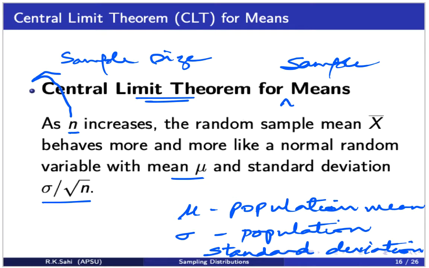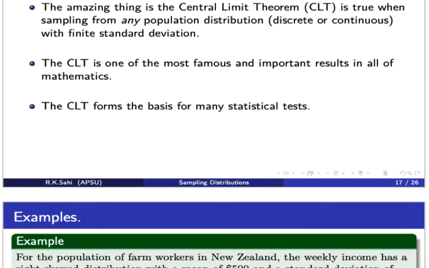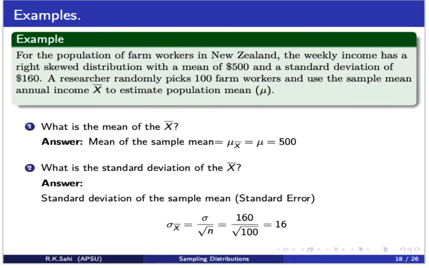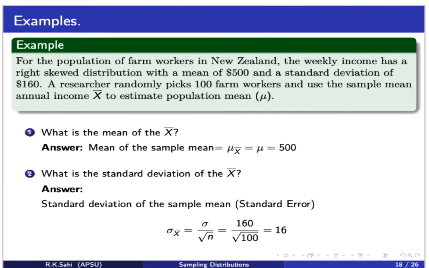Okay, now we are going to look at examples. So our first example is for the population of farm workers in New Zealand. The weekly income has a right-skewed distribution with a mean of 500 and a standard deviation of 160. A researcher randomly picks 100 farm workers and uses the sample mean annual income, denoted by x bar, to estimate the population mean, denoted by mu.